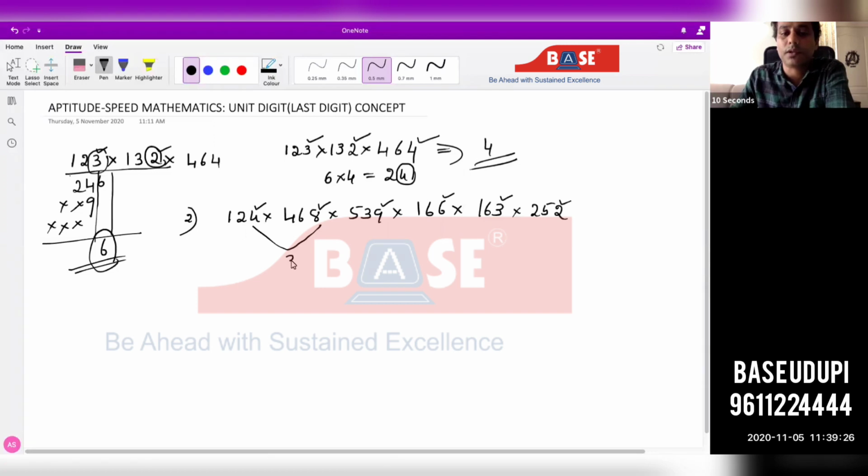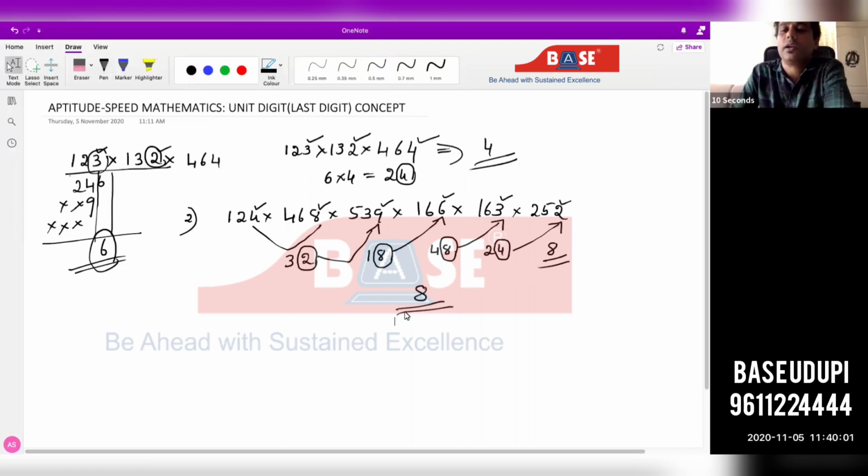4 eights are 32, but we need only 2, remember. Then we have to multiply 2 with what? 9. 2 nines are 18. 18 ends with what? 8. We need only 8. We need to multiply that with 6. That is 48. That ends with what? 8. Then you have to multiply this with 3. That is 24. That ends with what? 4. 4 you have to multiply with 2. 4 into 2 ends with 8. So if you multiply these numbers, the answer ends with 8. The product ends with 8. So the unit digit of the product is 8.